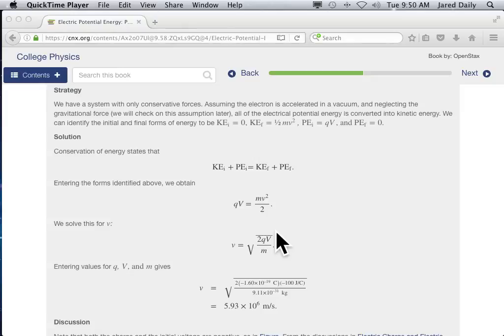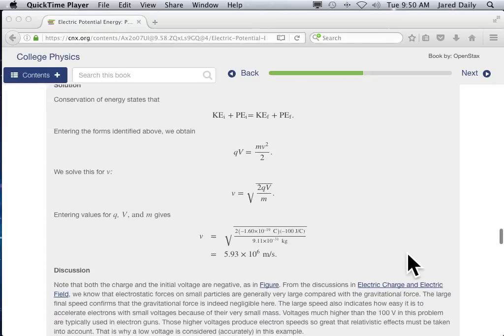they calculate it using the charge of the electron, and it's negative 100 volts, or negative 100 joules per coulomb. And then divide by the mass of the electron, you get 5.93 times 10 to the 6 meters per second. How fast is that?